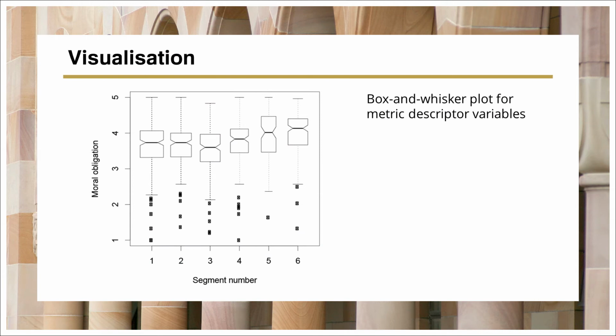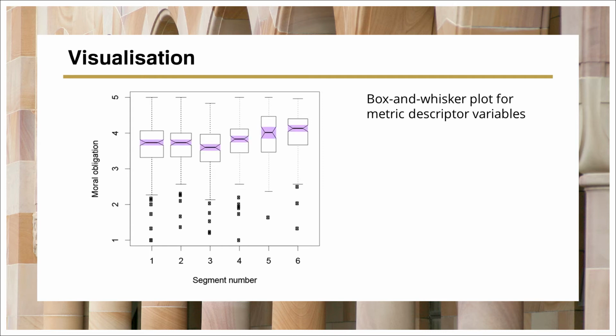If we want to visualize differences across segments with respect to a metric variable, we can use a so-called parallel box and whisker plot, or parallel box plot. The parallel box plot shows the distribution of the metric variable for each segment. We discussed the single box plot in step 4, when we used it to explore data. In this parallel box plot, for example, you can see the distribution of the moral obligation to protect the environment score for each of 6 segments.